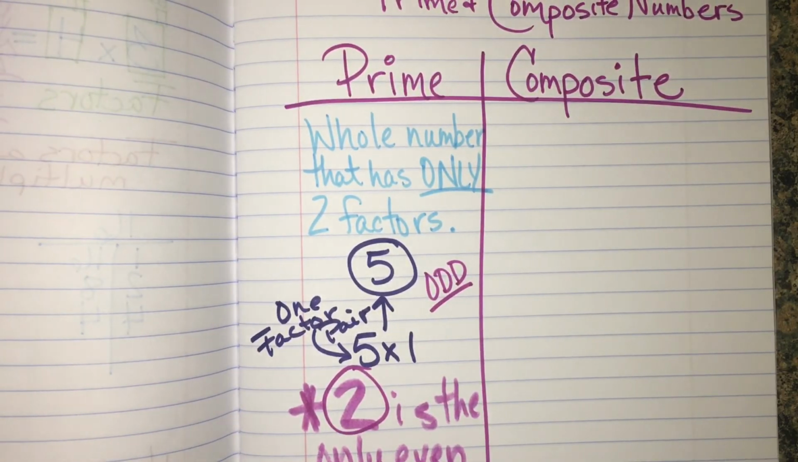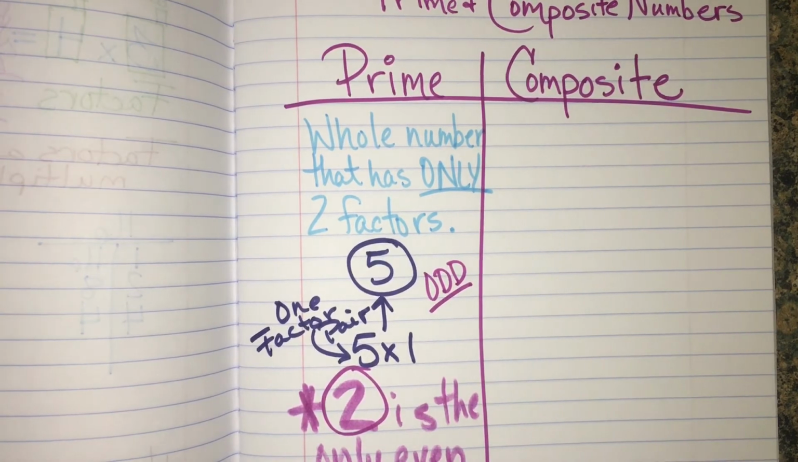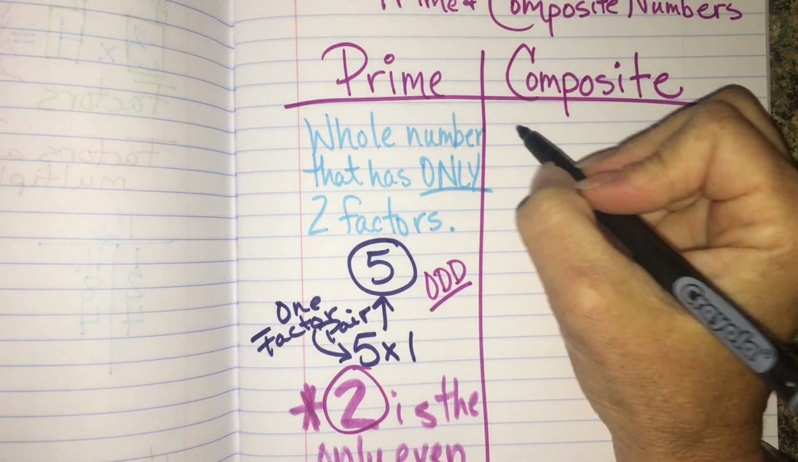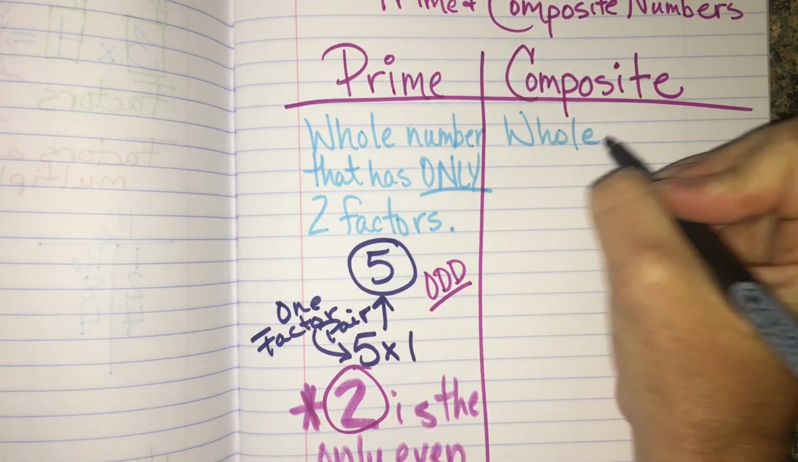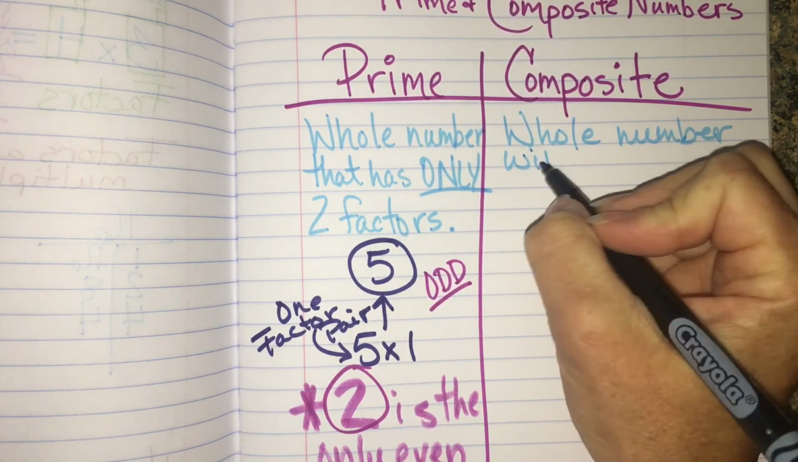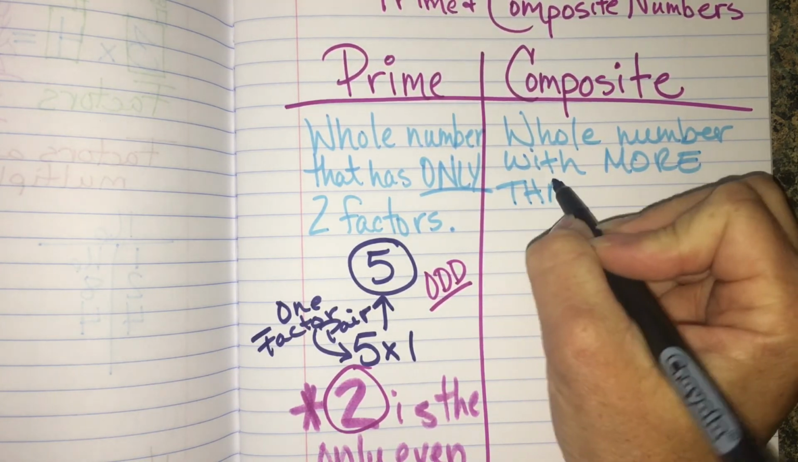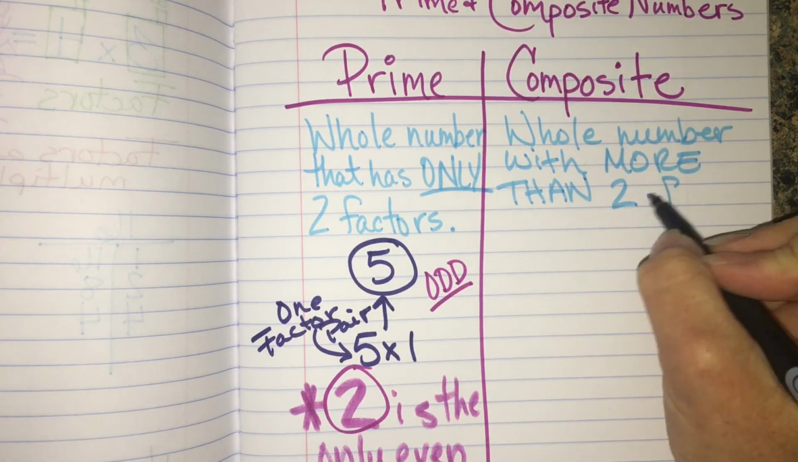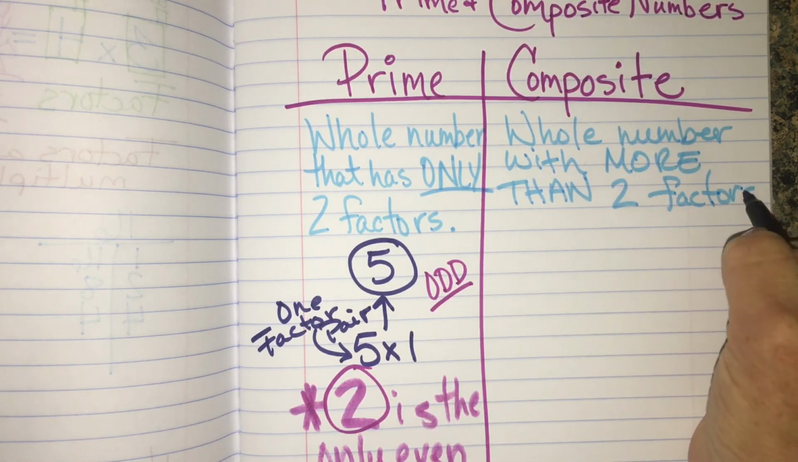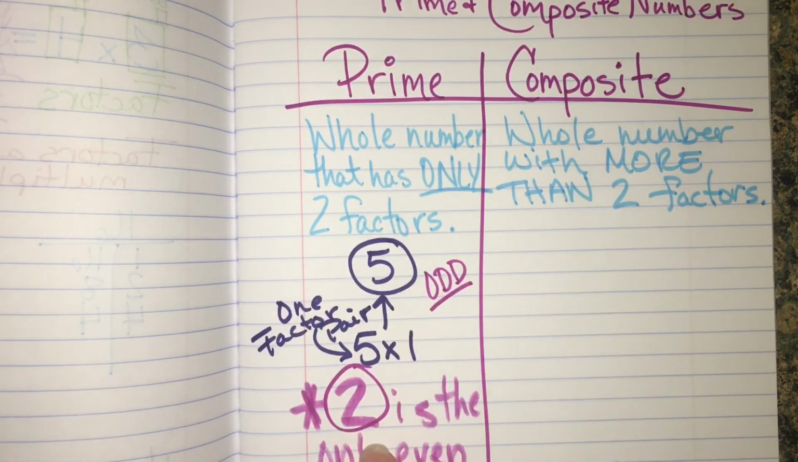Composite numbers are a little easier because there's a whole lot more of them. So with composite numbers, they are a whole number that has more than 2 factors. So a whole number with more than two factors, it's going to be a whole lot easier to find these than these. So be really careful with identifying the prime.